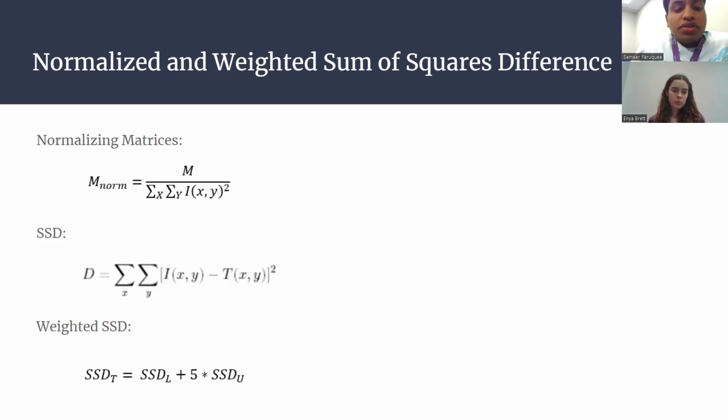And then we actually used a weighted SSD. So the sum of squares difference total for each candidate is going to be the sum of squares difference between the candidate and the left overlapping region and the upper overlapping region. However, we multiply the upper overlapping region by a weighting factor, in this case 5. And that was to increase the consistency of the texture synthesis going up and down the image versus to the left and the right. And that's because the texture itself is more going up and down versus going left to right.